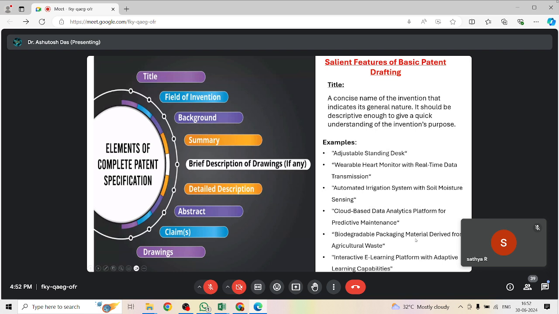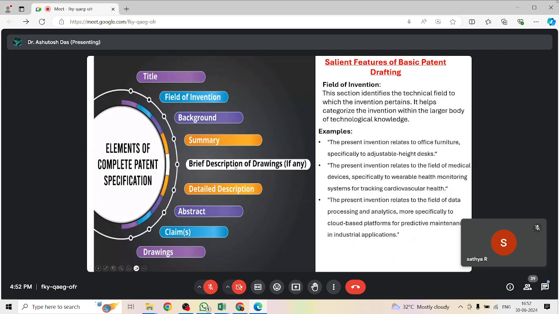Biodegradable packaging material derived from agricultural waste. Interactive e-learning platform with adaptive learning capabilities. See? So in this way, these are different types of examples you can see, wherever some details are given. I've given them for different fields, so you can get an idea.